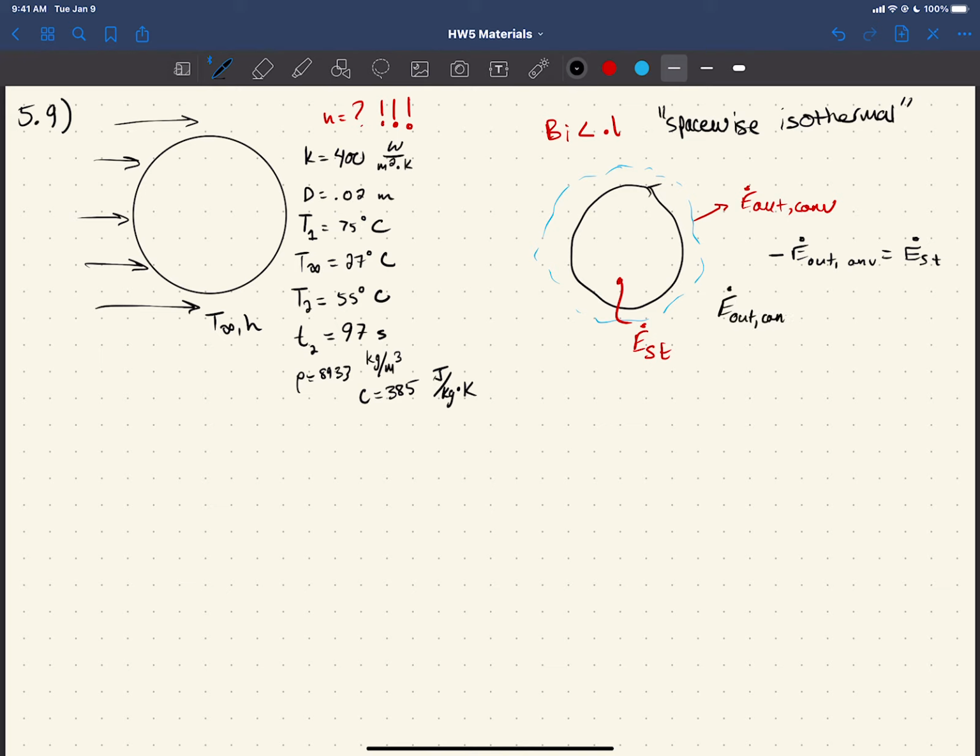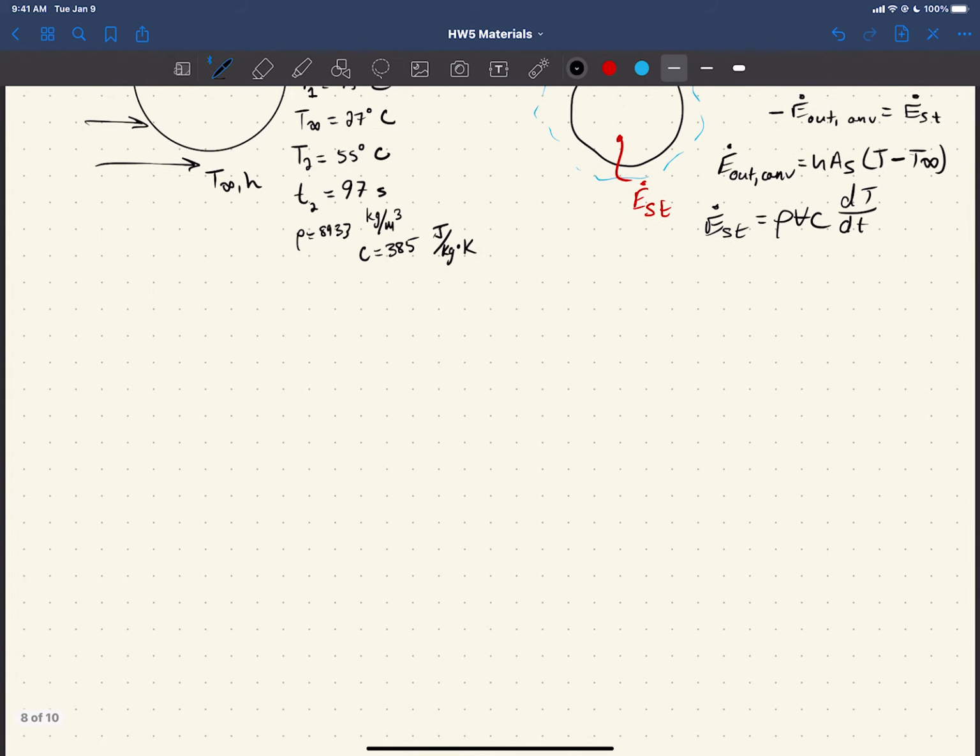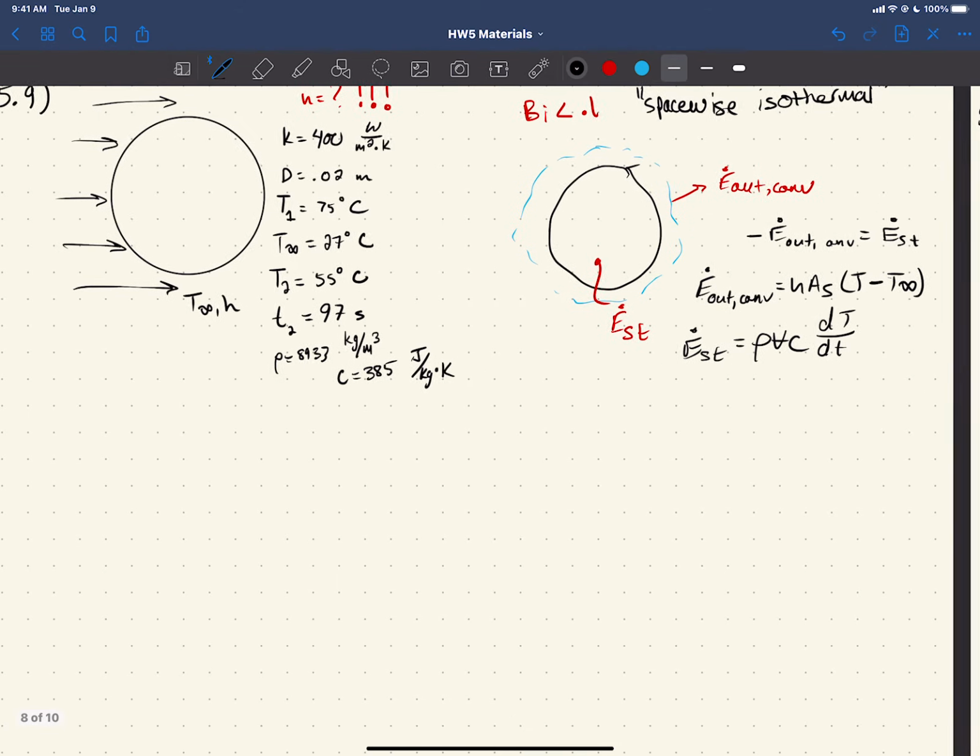This is pretty much automatic now: the surface area, T minus T infinity. E dot ST is pretty much automatic too: rho V C dT/dt. I'm not going to actually solve the ODE this time. You plug all that in and do the same type of stuff. I'm only skipping it for the sake of brevity and not wasting more of your time, so you can just see the problem solving parts involved in this one.